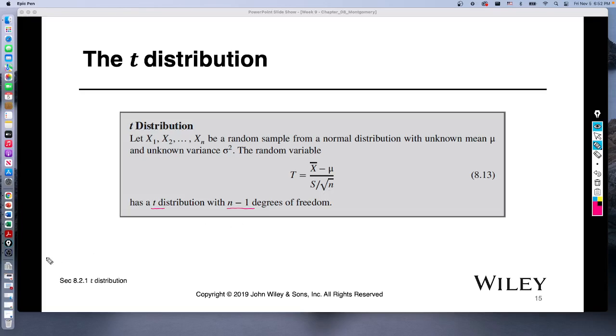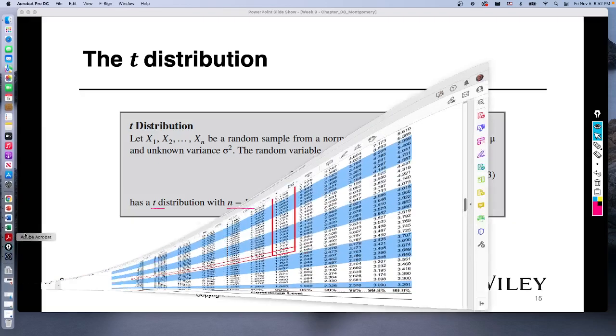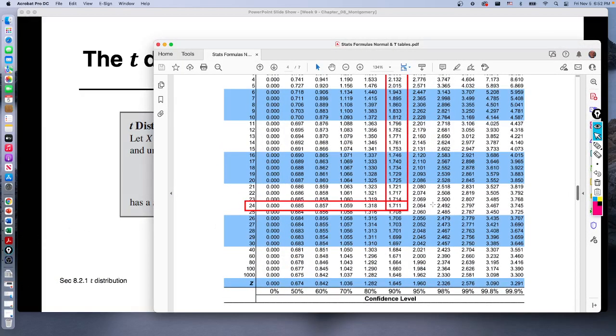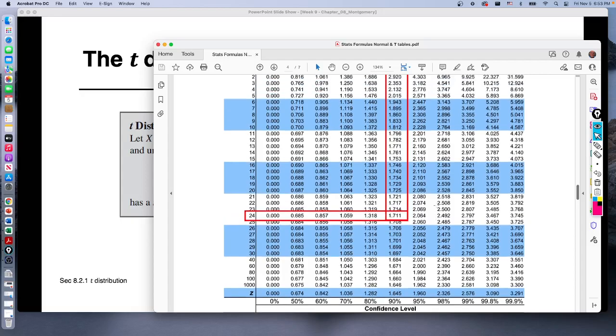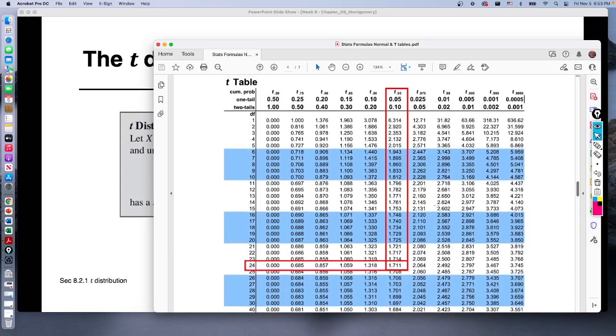Well, we use a table, like a z table. So let me show you that, and we'll look at an example. But a t table, here we go. And I've uploaded this to the resources. I sent it out as an announcement. It's in addition to our z table, so it's in the same file as the z table.